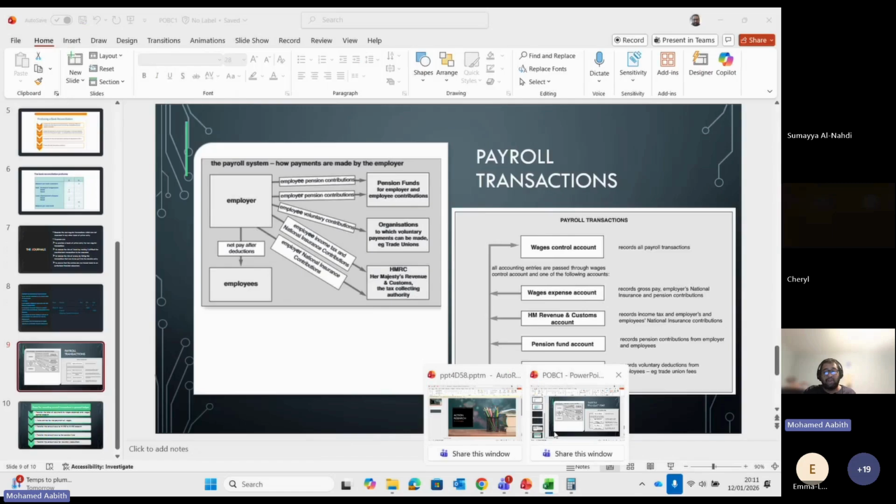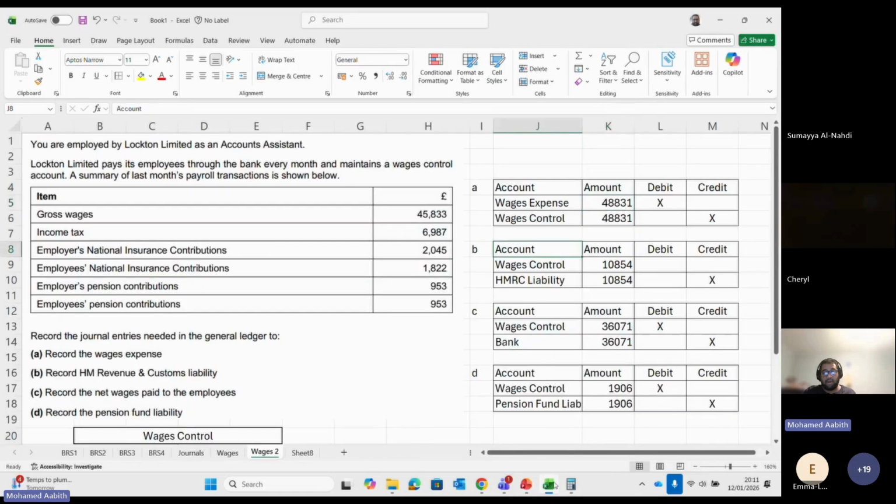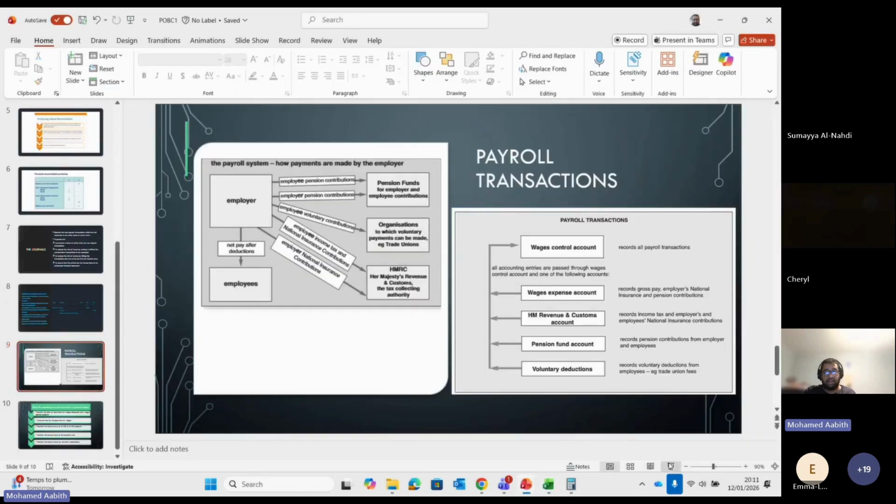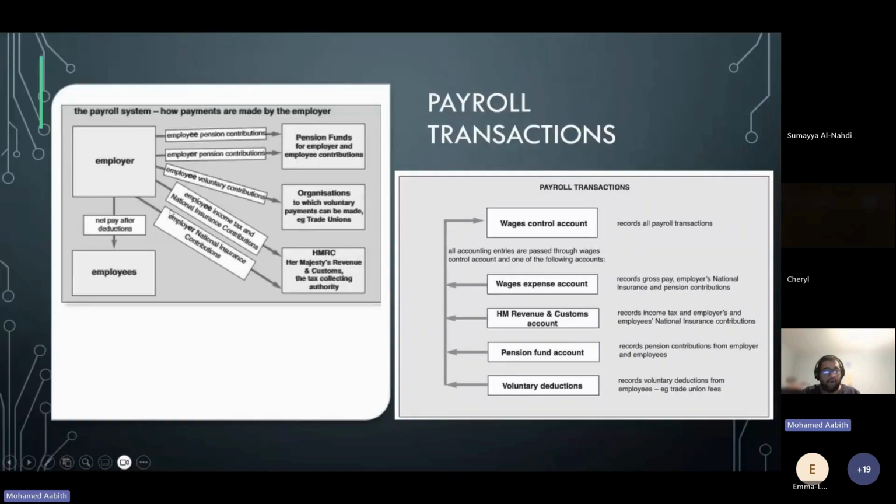So let's quickly look into that slide now. Let me check. Yeah, so in this slide I have shown from the employees' side, you have net pay after the deduction. You have to pay pension fund, other organization contributions, voluntary contributions, income tax, and national insurance. So the wages control account is created to distribute your expense towards HMRC, pension fund, voluntary contributions, and all the other necessary entities.